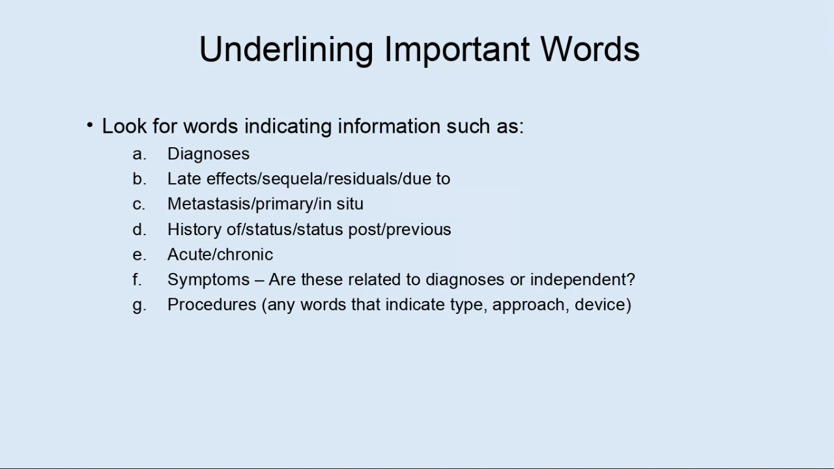Now for symptoms, you need to underline them, but then you're going to go back and say, is this symptom related to the final diagnosis, or is it independent? If it's related to the diagnosis, the guidelines say don't code it. If it's independent, then you're going to code it because it may indicate another condition. For procedures, you're going to look for any codes that indicate the type, the approach, and the device.